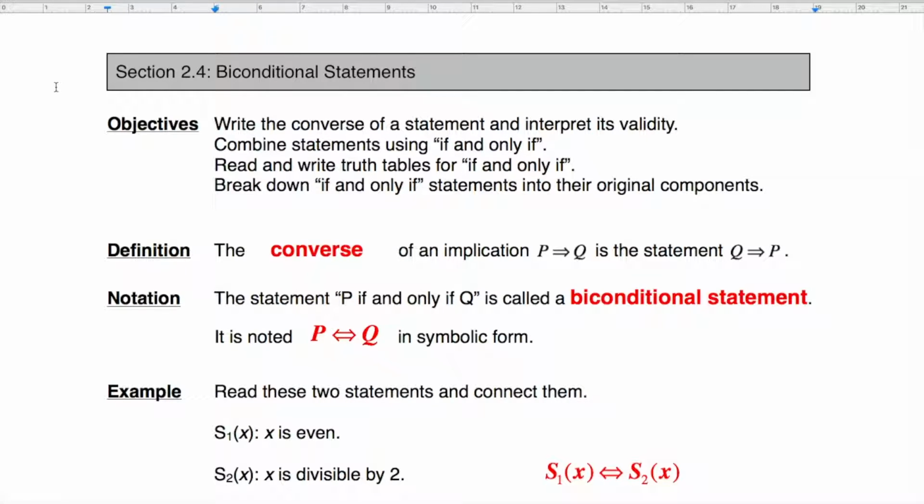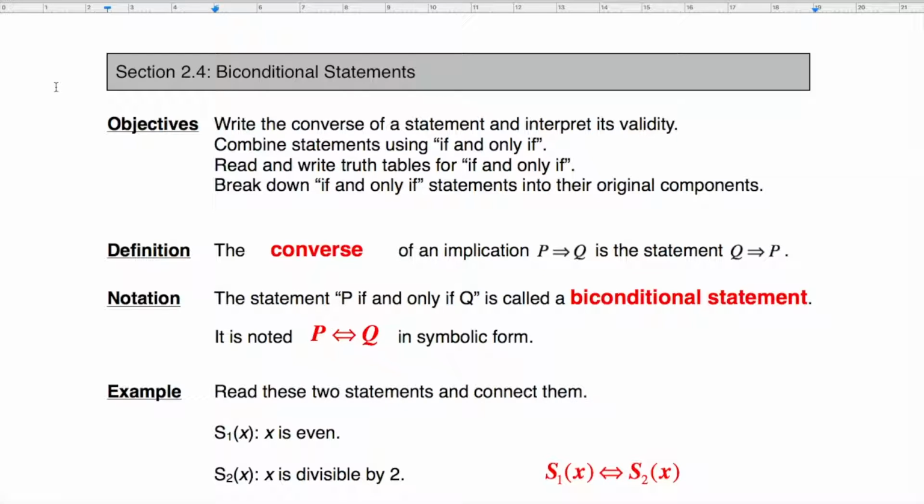Today we'll study section 2.4, Biconditional Statements, and there are 4 objectives in this short section. Write the converse of a statement and interpret its validity. Combine statements using if and only if. Read and write truth tables for if and only if. And break down if and only if statements into their original components.